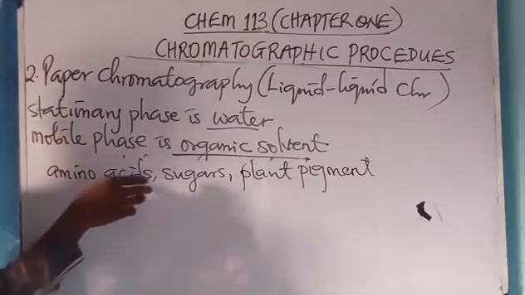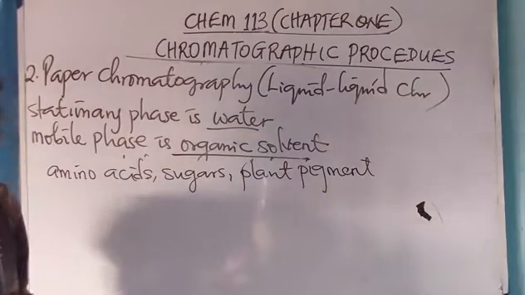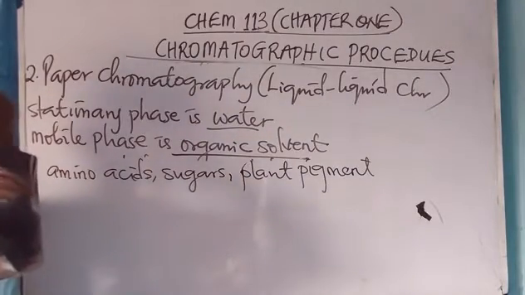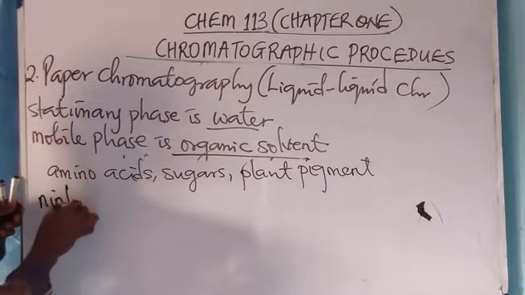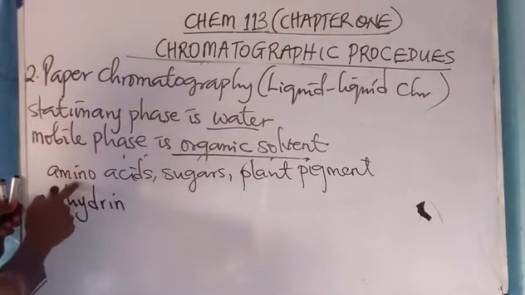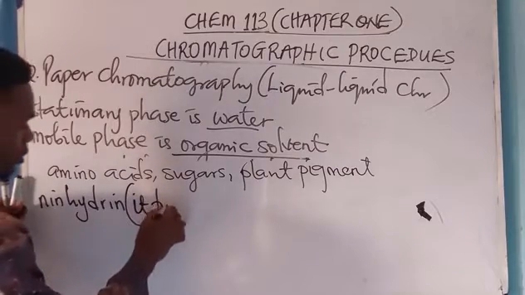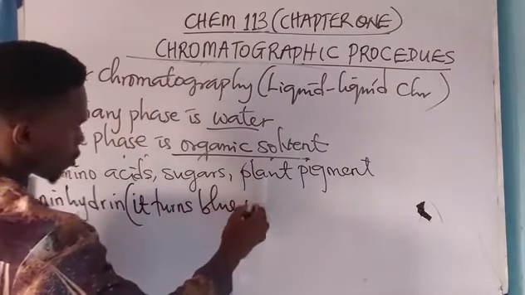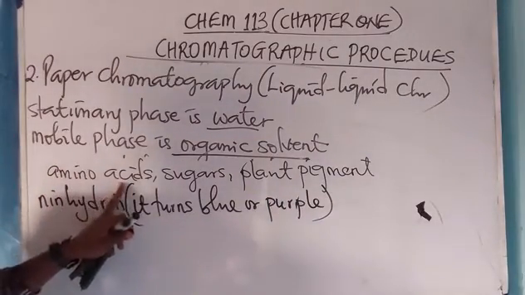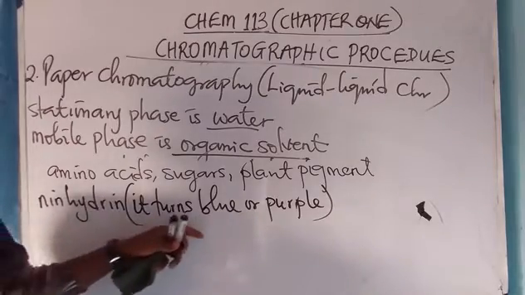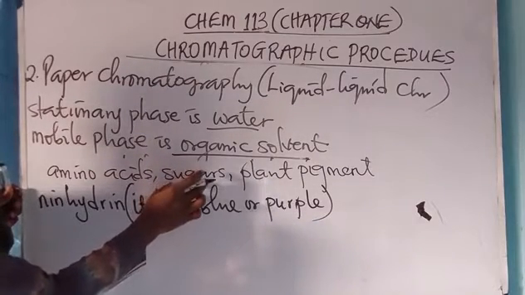Now, when amino acids and sugars are tested with some components, there's a change of color. For example, when amino acids are tested with ninhydrin, it turns blue or what? Purple. Please take note of this. When amino acids are tested with ninhydrin, it turns blue or what? Purple.